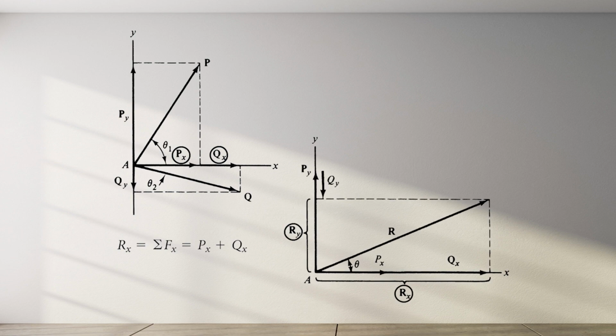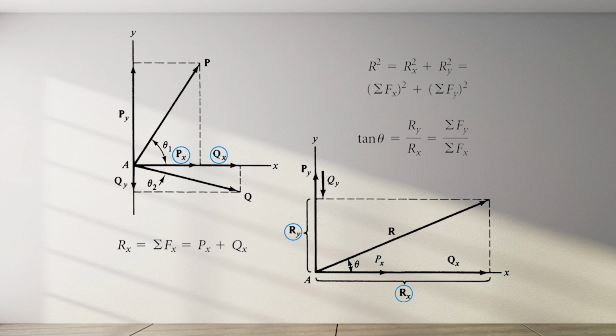Adding the resultants in the x and y directions, Rx and Ry, finds the resultant R of the force system. In this equation, Rx equals the summation of Fx equals Px plus Qx. Rectangular components can be used to find the resultant of any number of forces exactly and in a single step.